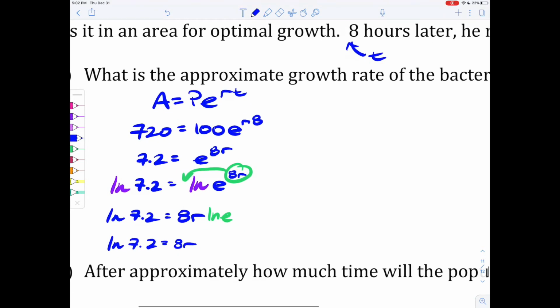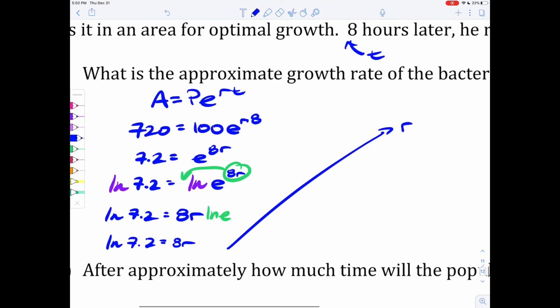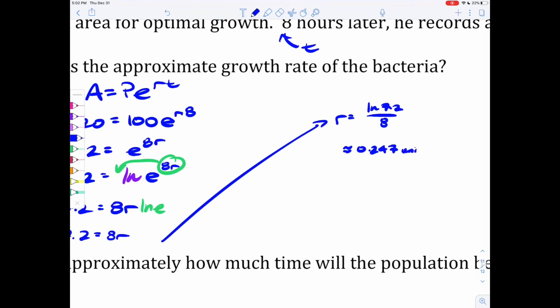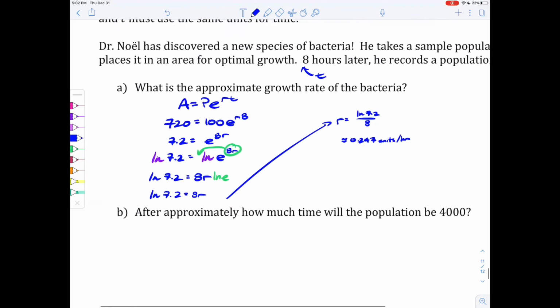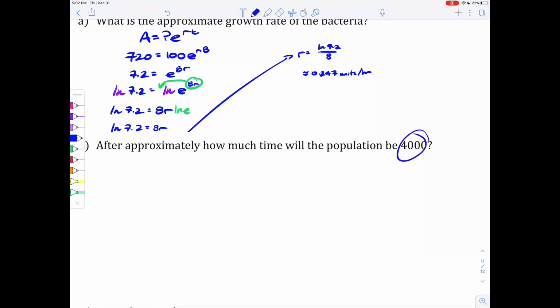We just got to finish this thing off and say that r is equal to ln of 7.2 over 8, which is about 0.247 units per hour. So that's the growth rate that we're dealing with. Now we're going to find out how much time it'll take for the population to be 4,000.